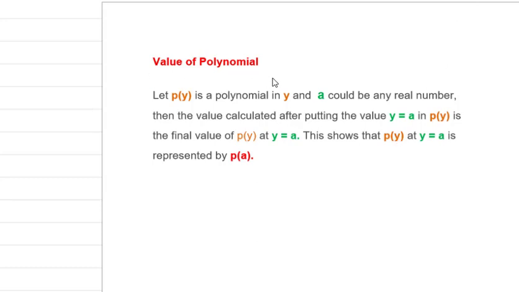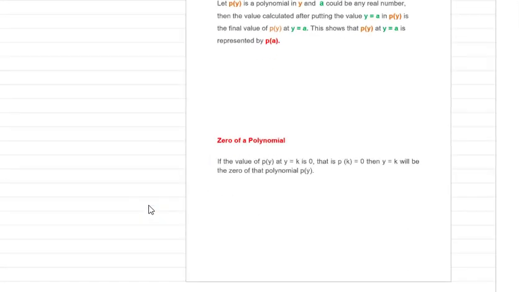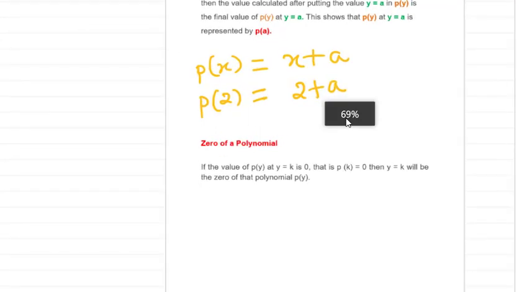Now the next thing is the value of a polynomial. You can find the value of a polynomial. Let's say you have an equation p(x) equals x plus a, and you have to find the value of this polynomial at 2. You simply put the value of x as 2, and you will get the polynomial's value. You will also use this in many exercises, like many sums.